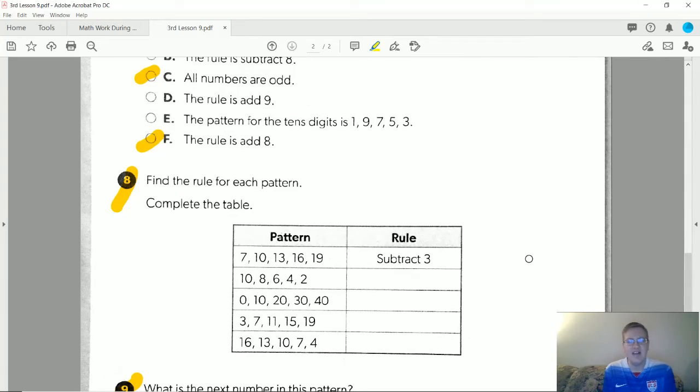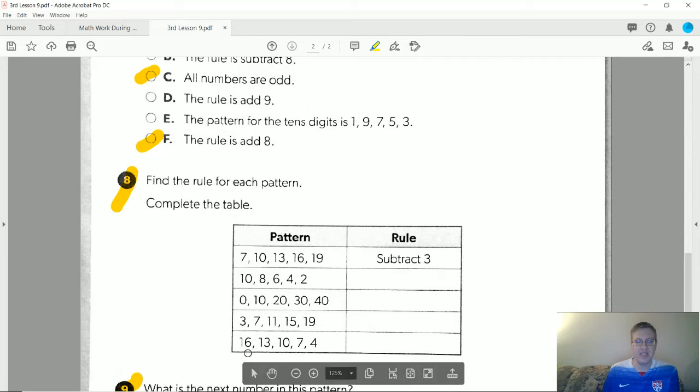Number 8, find a rule for each pattern. Going from 10 back to 8, back to 6, back to 4, back to 2 would be subtract 2. Sorry, I forgot to type these in. This one would be add 10. This one would be add 4. And then this one would be subtract 3.